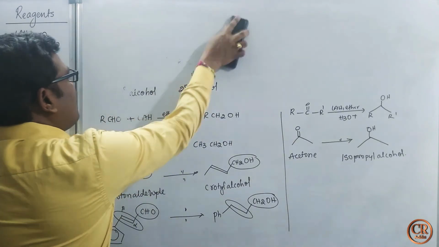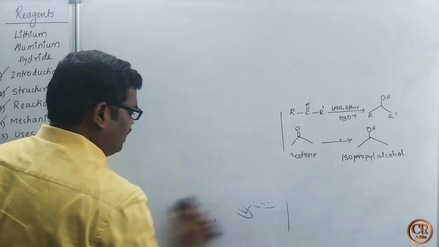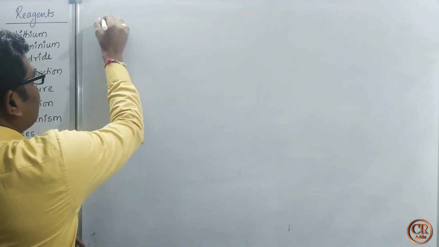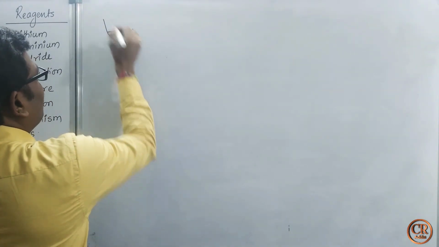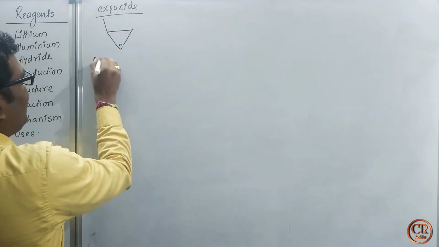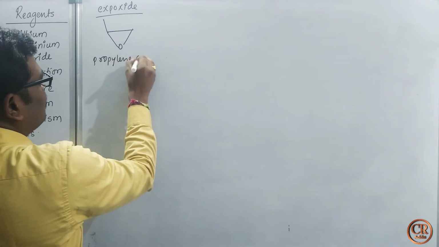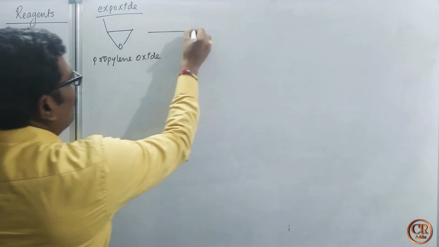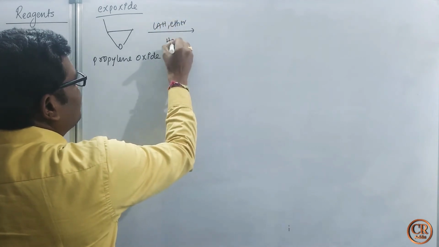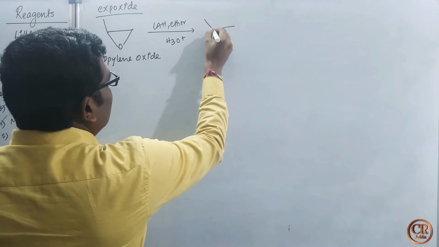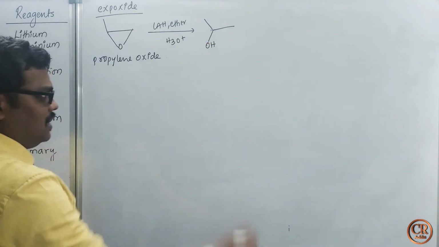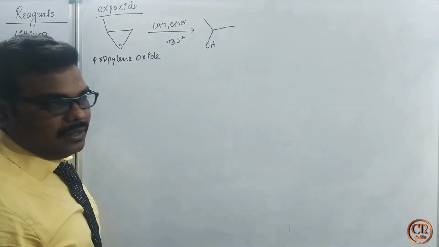Now we go for epoxides. Here epoxides react with lithium aluminum hydride and give alcohols. Let us take epoxide. This is an example for epoxide. Name of this epoxide is propylene oxide. When propylene oxide reacts with lithium aluminum hydride in ether followed by acid hydrolysis gives isopropyl alcohol. It can also form N-propyl alcohol, but majorly it is isopropyl alcohol.